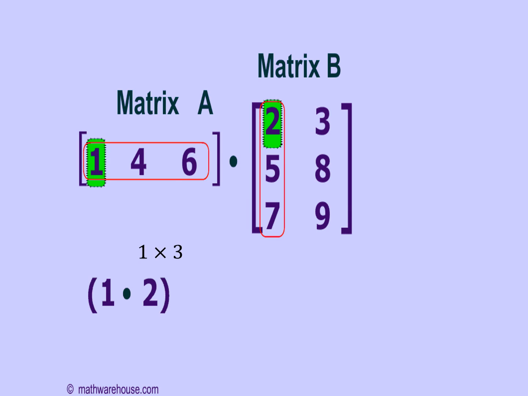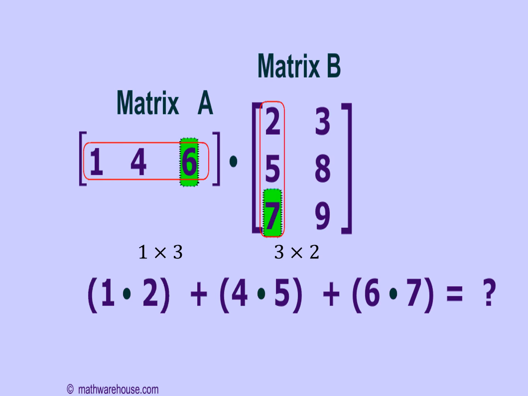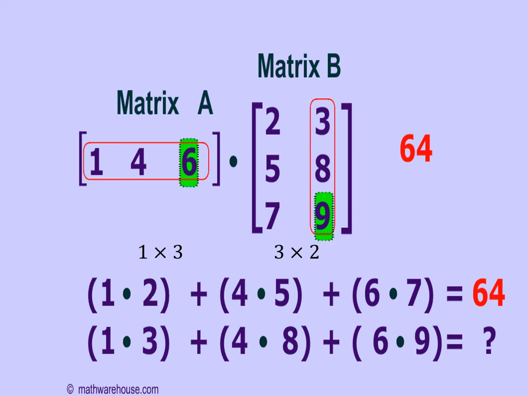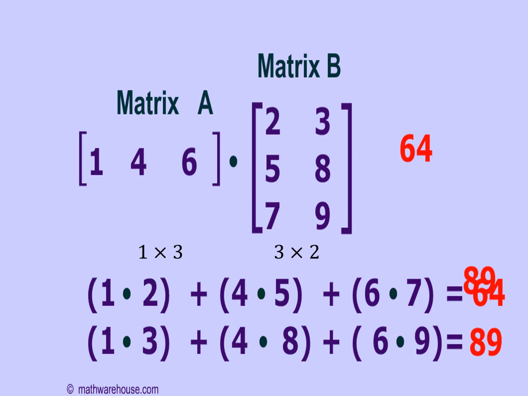Now let us have a 1 by 3 times a 3 by 2. In here we are going to multiply 1 times 2 plus 4 times 5 plus 6 times 7, which is equal to 64. Then we are going to multiply 1 times 3 plus 4 times 8 plus 6 times 9, which is equal to 89. So we have a 1 by 2 matrix.